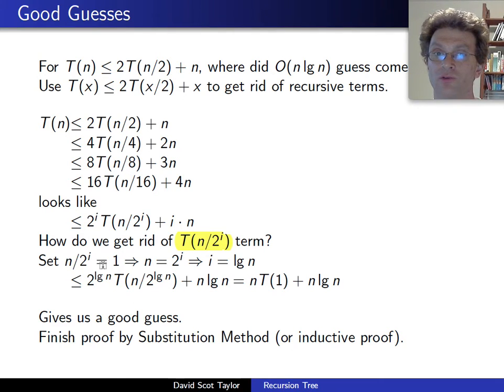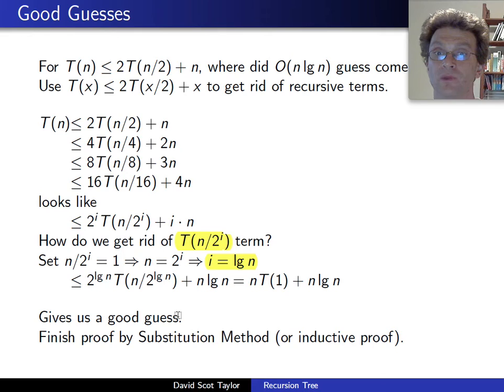If we know that n over 2 to the i is equal to 1, then we know that i must be log base 2 of n. So now plugging in that i, we get 2 to the log n for this term. Well, 2 to the log base 2 of n, that's just n. So that's n times T of 1 plus n log n, which equals n times a constant plus n log n. That gives us a good guess, right?